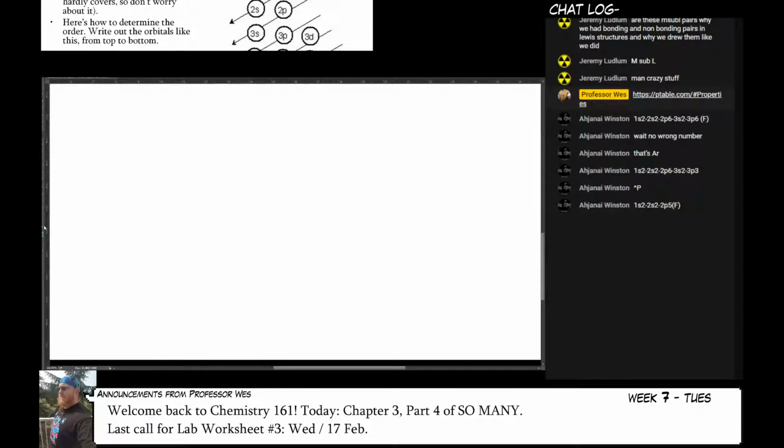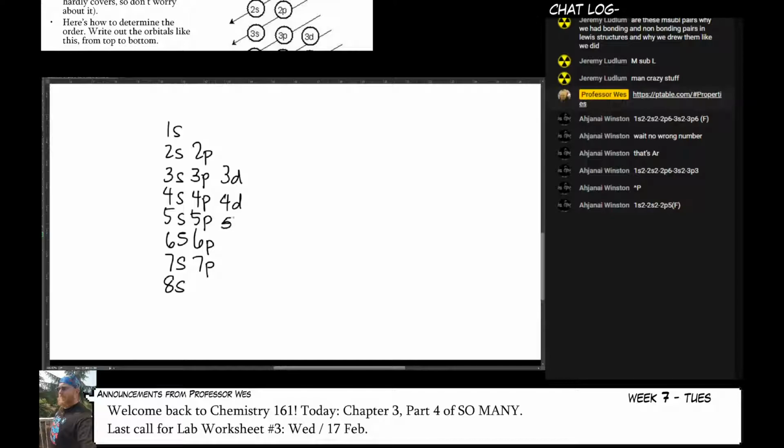So let's make that diagram first. We're going to list all the s orbitals. So 1s, 2s, 3s, 4s. And I'm just going to stop at 8, even though 8 is a little too far, but that's fine. Then I'm going to list all the p orbitals. Well, p starts at 2. And then I'm going to list all the d orbitals. d starts at 3. This is surprisingly difficult, and I don't know why. And then I'm going to list all the f orbitals, and f starts at 4.